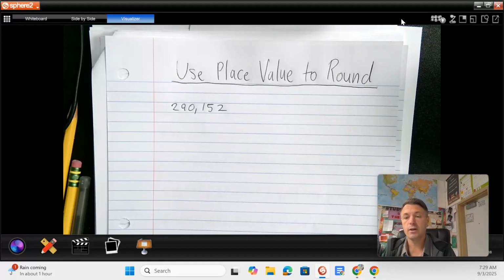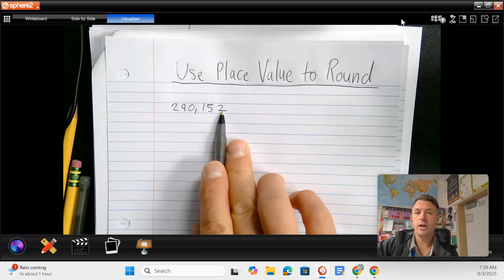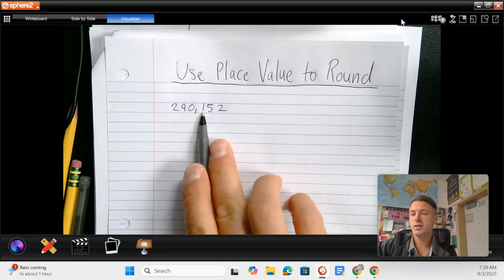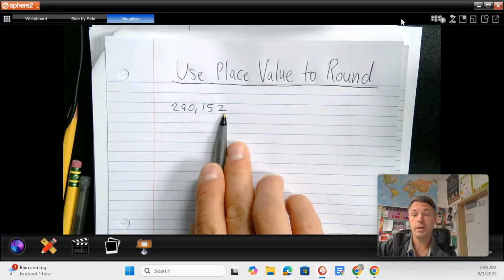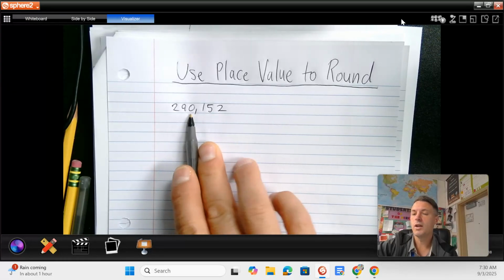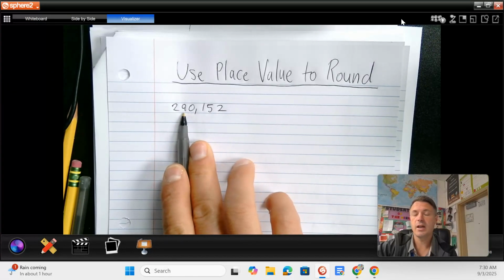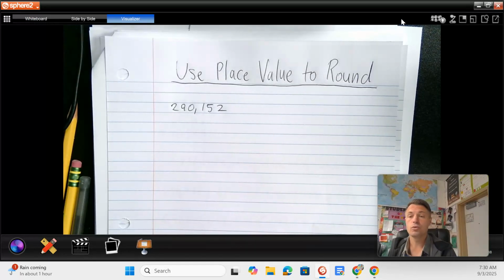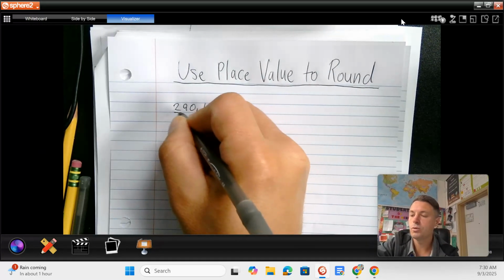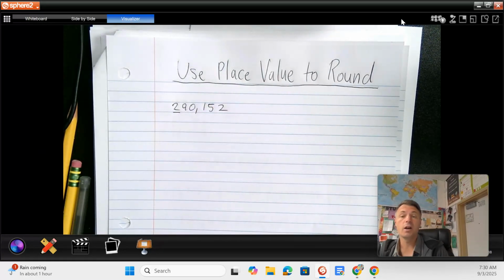Whenever you're told to round to a specific place value position, the first thing you have to do is find that place value position. So remember, this is the ones place, this is the tens place, this is the hundreds place, and all three of those place value positions are in the ones period. This is the 1,000s place, this is the 10,000s place, and this is the 100,000s place. And this number we're going to round to the 100,000s place. So the 2 is the digit that's in the 100,000s place.